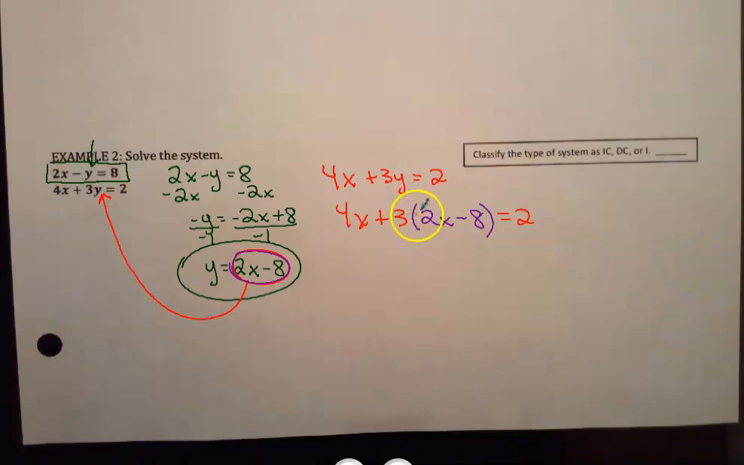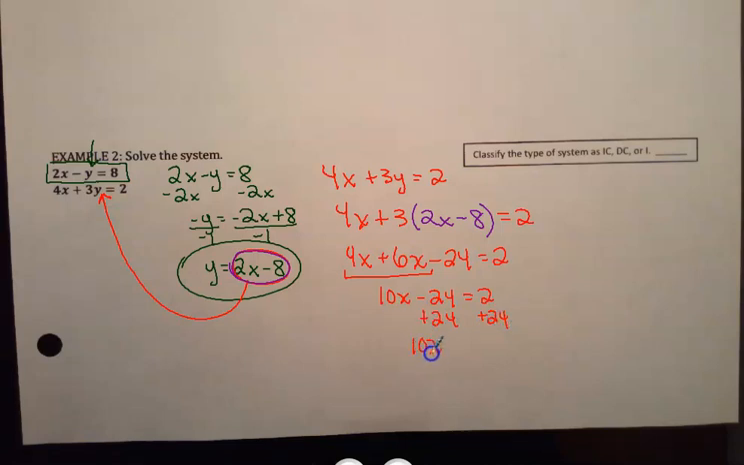So I do have some distributing to do. So 4x plus 3 times 2x is good, 6x. 3 times negative 8 is excellent, negative 24 equals 2. I can combine like terms. 4x plus 6x is 10x minus 24 equals 2. Okay, I can add 24 to both sides of the equal sign. 10x equals 26. Divide by 10. x equals 2.6.